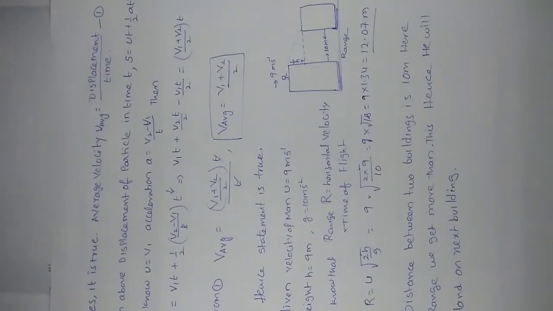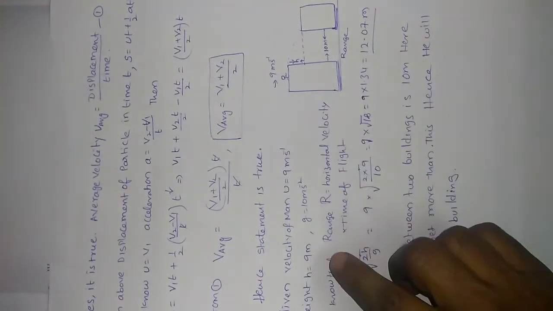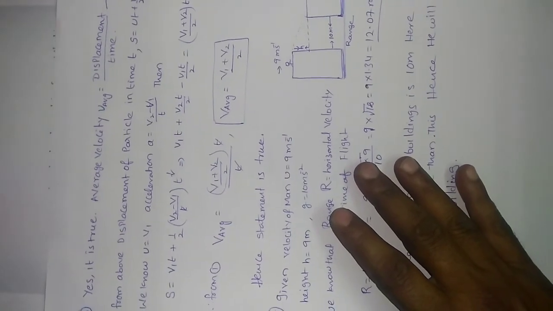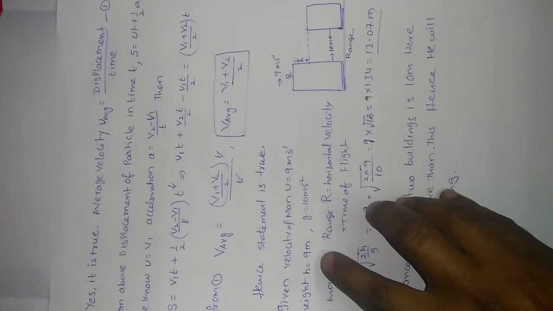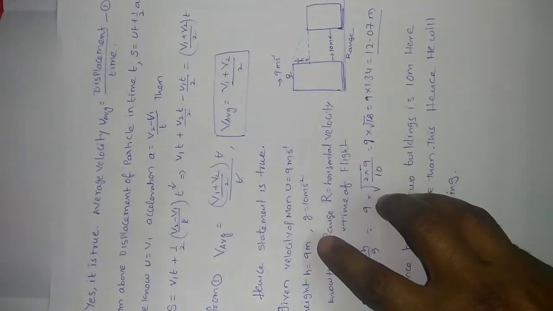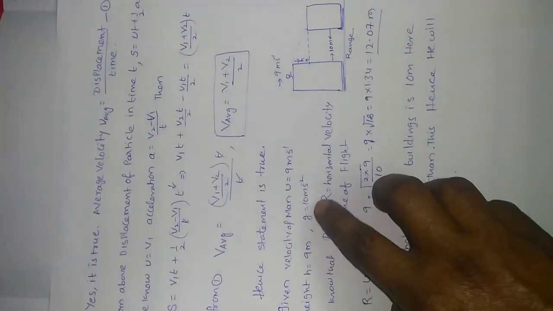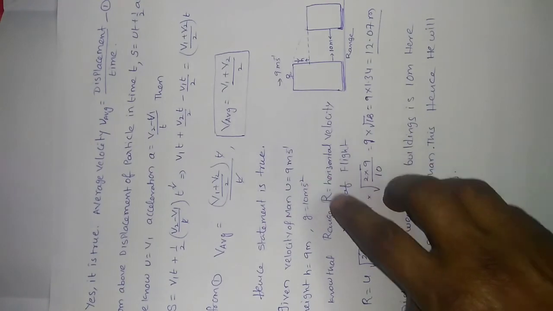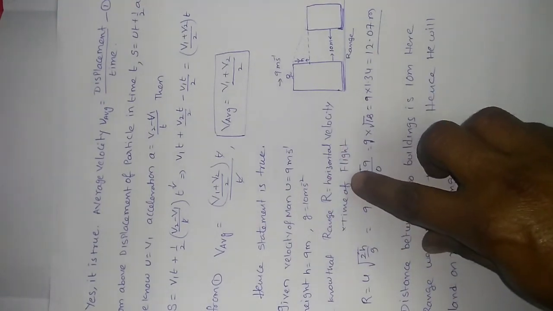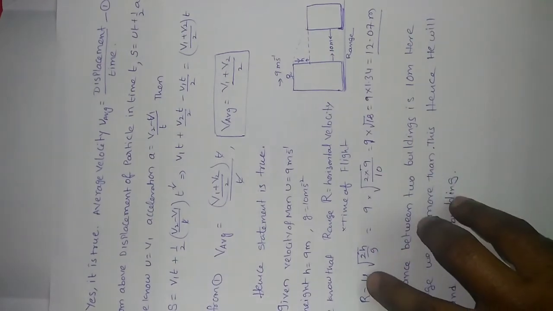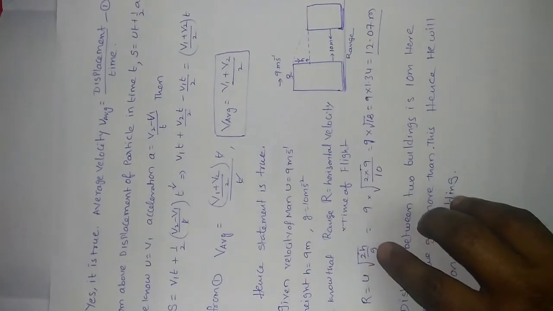As we know, the formula for the range is horizontal velocity into time of flight. It is better to write the given values here like this. Velocity of the man is 9 meters per second, the height difference between the buildings is 9 meters, and g is equal to 10 meters per second square. We know range is horizontal velocity into time of flight. So R is equal to U into root over 2h by g.